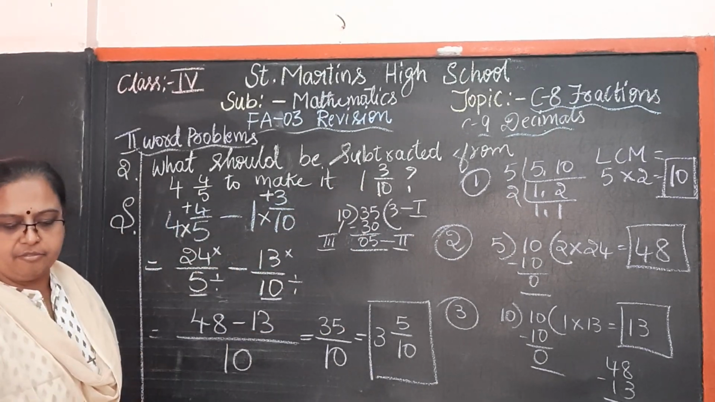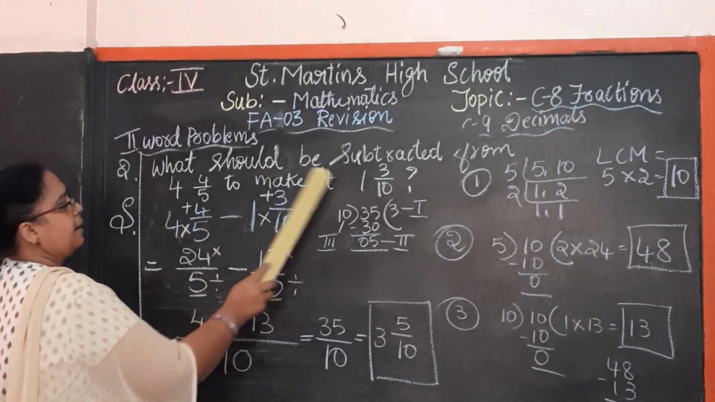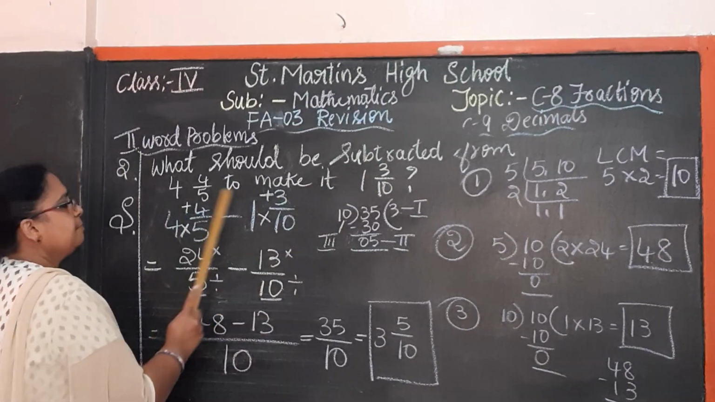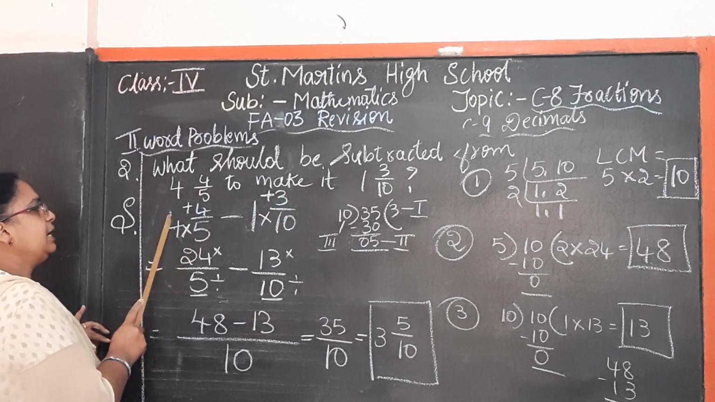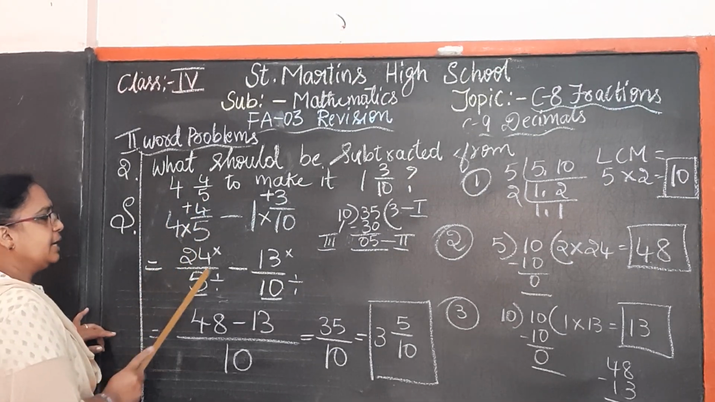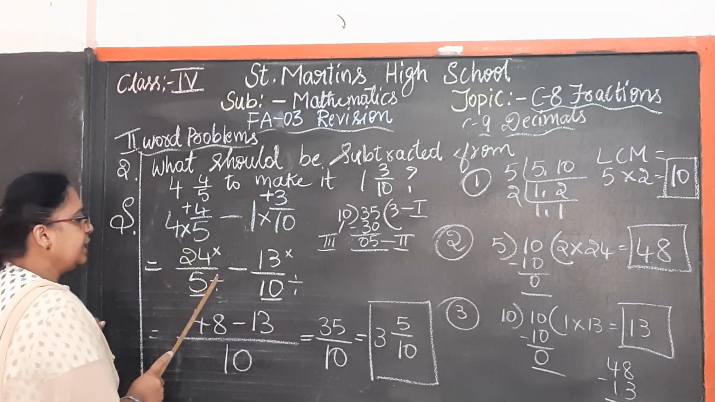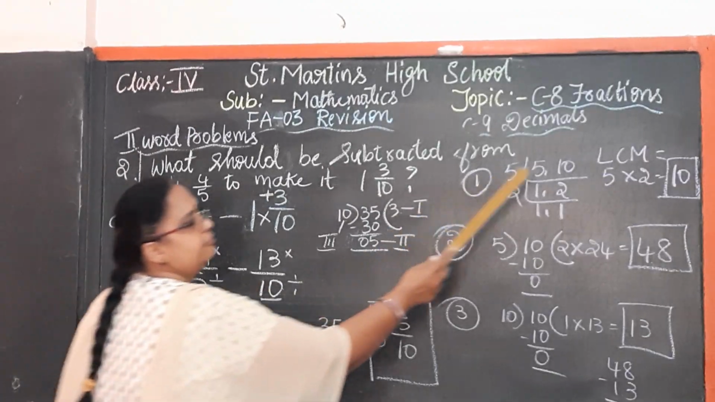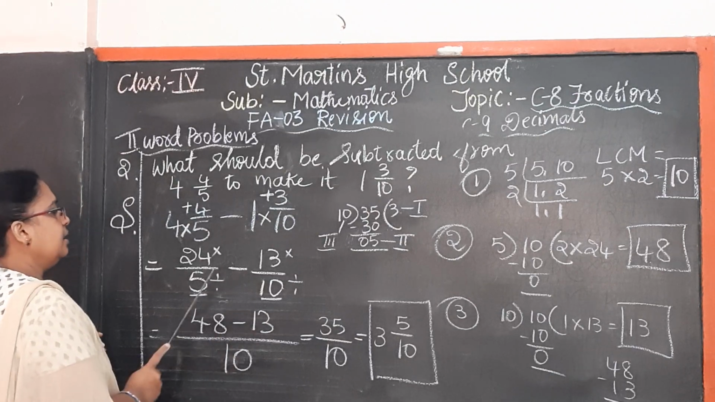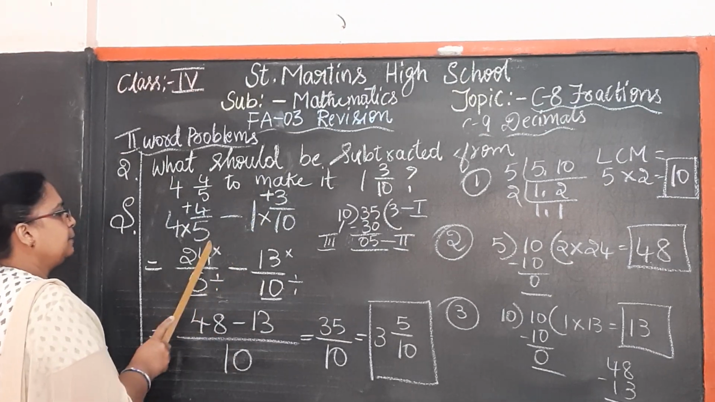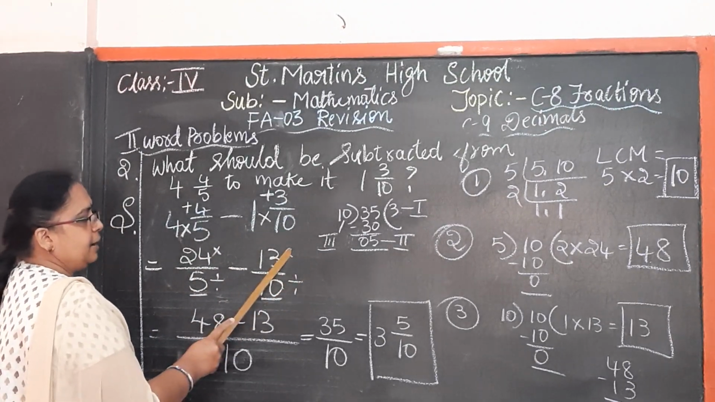We shall repeat it once again, children. See, we are copying the sum 4 by 5 minus 1 3 by 10. This mixed fraction we are converting into an improper fraction. See, 4 5s are 20, 20 plus 4 is 24. 24 by 5 minus 10 ones are 10, 10 plus 3 is 13, 13 by 10. After converting, we have to take the LCM for 5 and 10. We got the answer as 10. The LCM we have written here. Next, the second step: 10 should be divided by 5 and multiplied by 24. And in the third step, 10 should be divided by 10 and multiplied by 13.